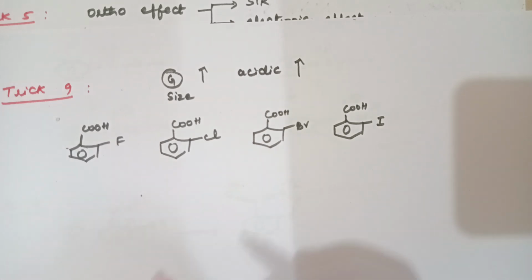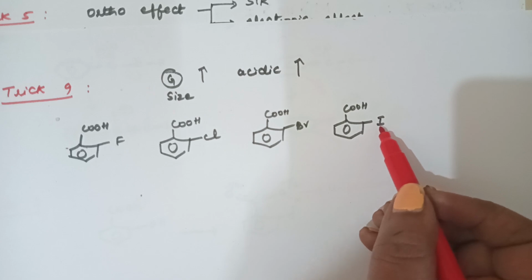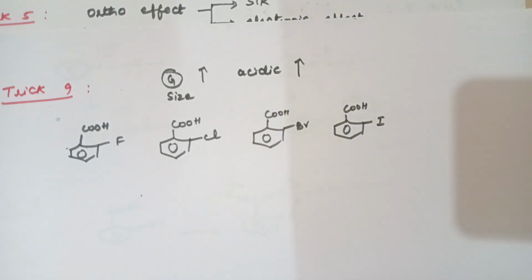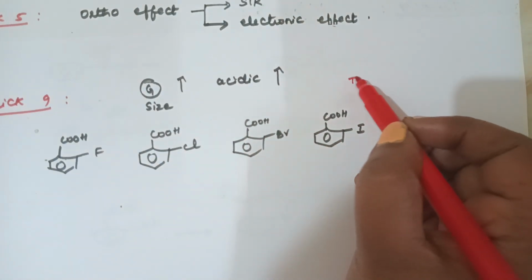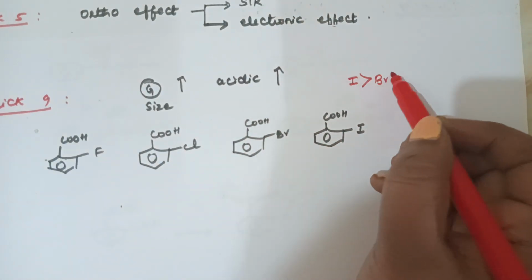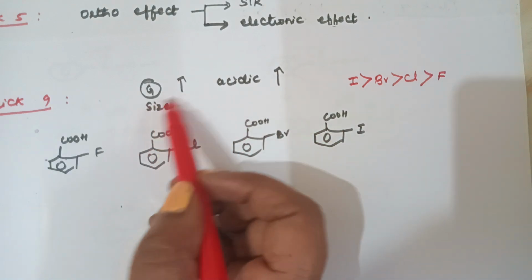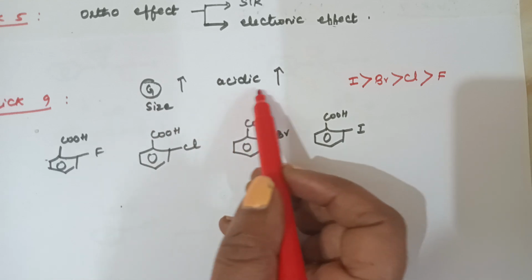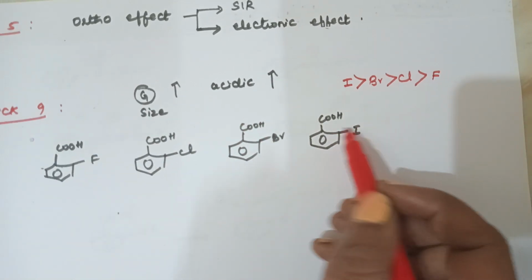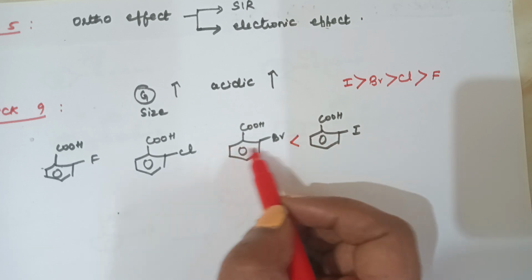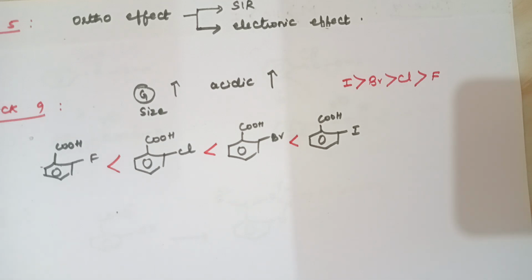So students, you know that if you see size, iodine will be bigger in size. Iodo group will be bigger in size when compared to fluoro. So here iodo will be bigger, then bromo, then chloro, then fluoro. Whichever group is bigger in size, the acidic character will be more. Why? Because of steric hindrance. So here this will be more acidic, this is second, this is third, and this will be fourth.